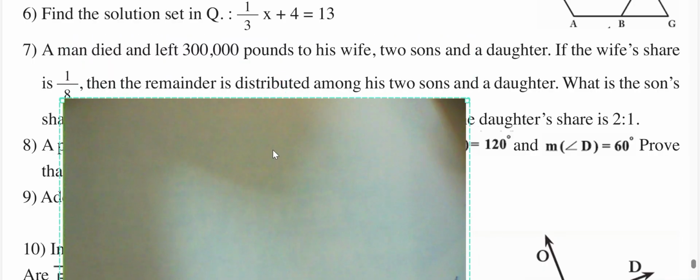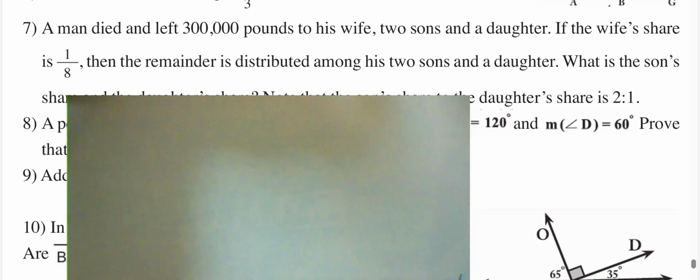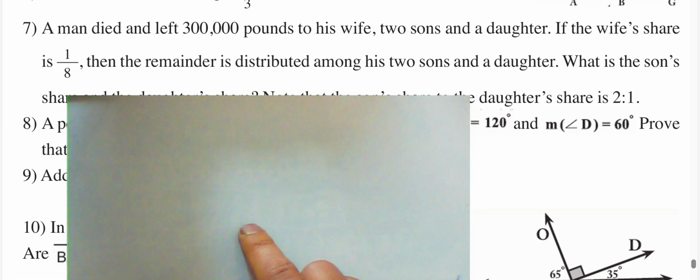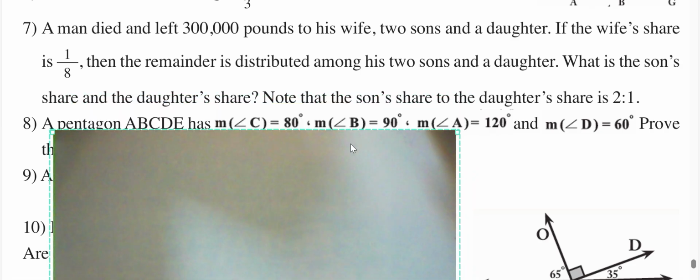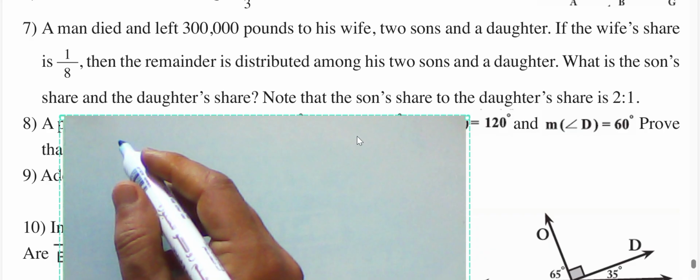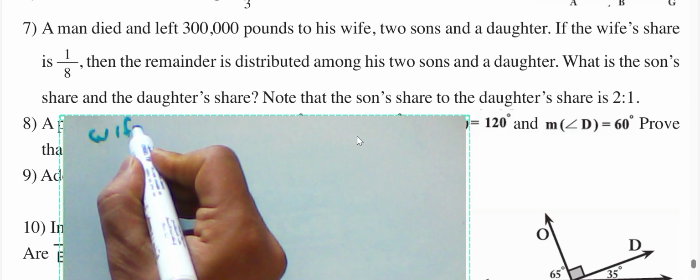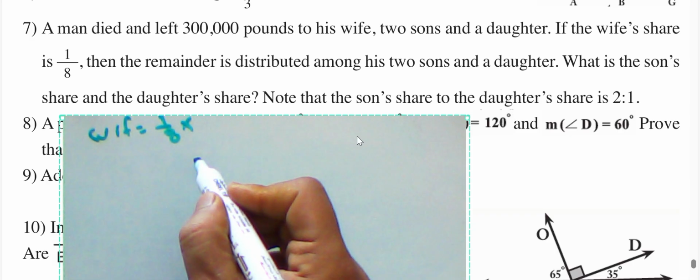Next question, number 7. A man died and left 300,000 pounds to his wife, 2 sons and a daughter. The wife's share is one eighth. The remainder is distributed among the two sons and the daughter. What is each son's share? We know the sons' share to the daughter's is 2 to 1. Okay, first we can find the share of the wife. The wife will take one eighth of the money.